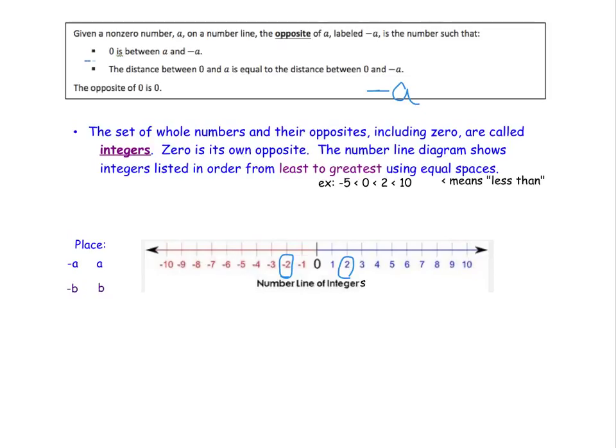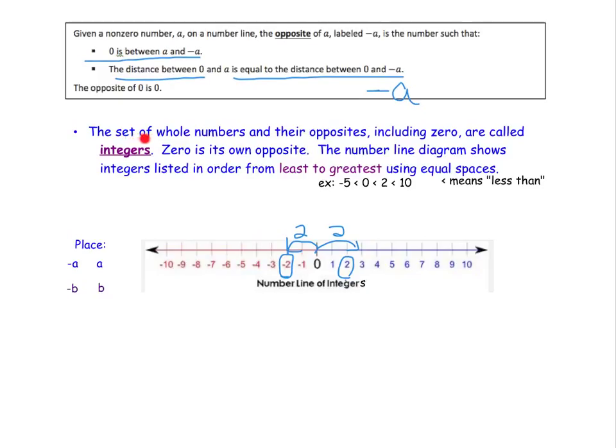And we have to remember that 0 is exactly between A and negative A. We also need to remember that the distance between 0 and A is equal to the distance between 0 and negative A. For example, if we have 2, this is 2 units away, but the opposite of that is also 2 units away. So opposites are the same distance, but on opposite sides of 0.